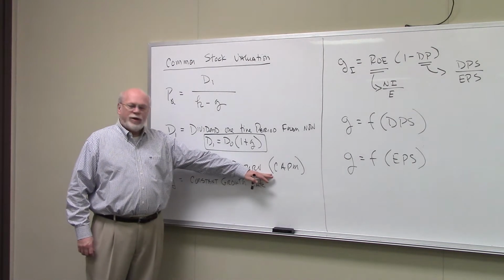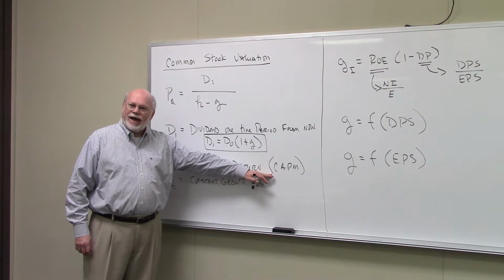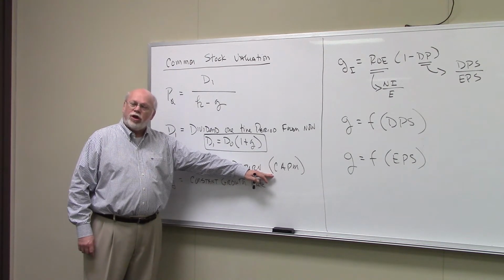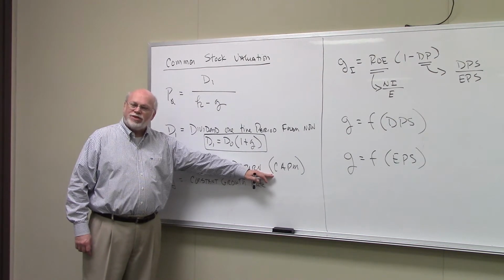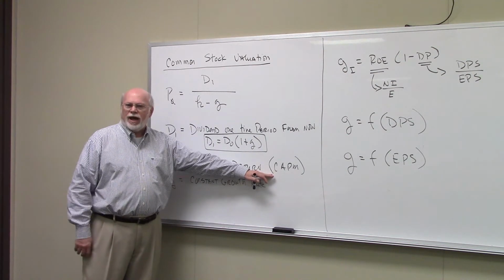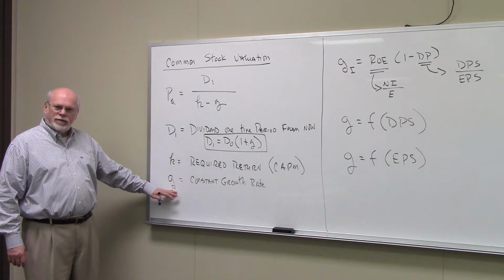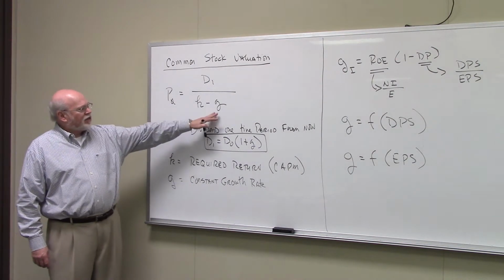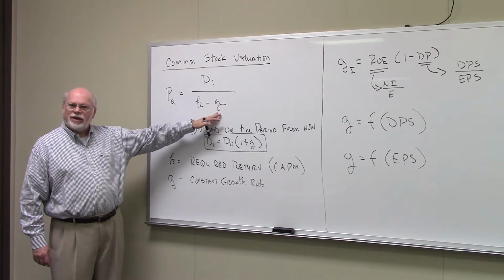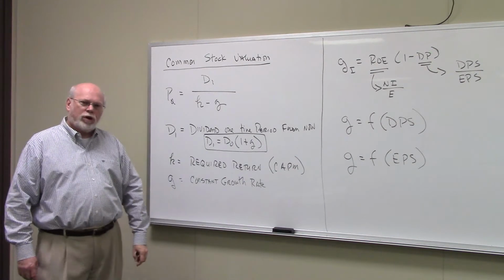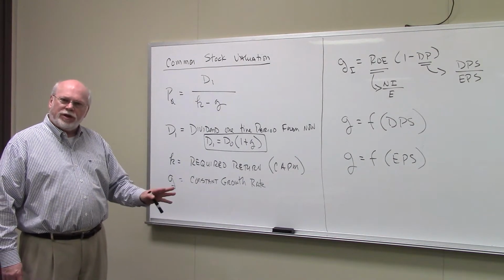The way we calculate required return, we use the capital asset pricing model. And in the next video, we're going to talk about how we do that and how it makes sense. G is the constant growth rate. And as I told you before, if we put 5%, 0.05, as G in this equation, that assumes that both the dividends and the earnings grow at 5% per year.